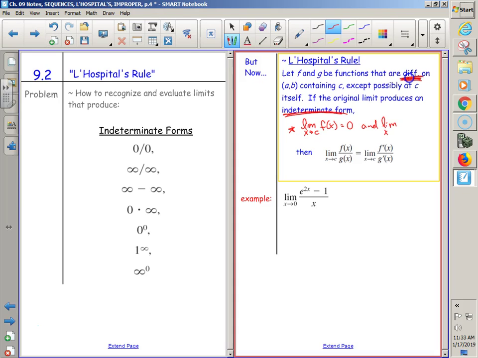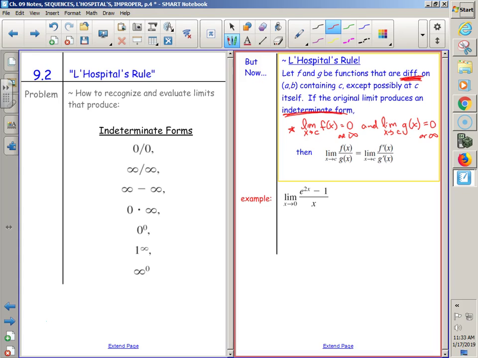And the limit as x goes to C of G is 0, or DNE. Yep. Why am I saying or infinity? Because either it's 0 over 0 or it's infinity over infinity.